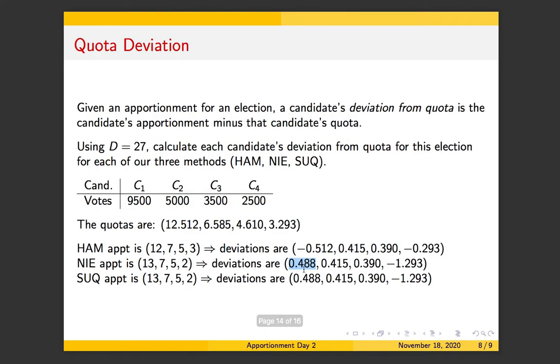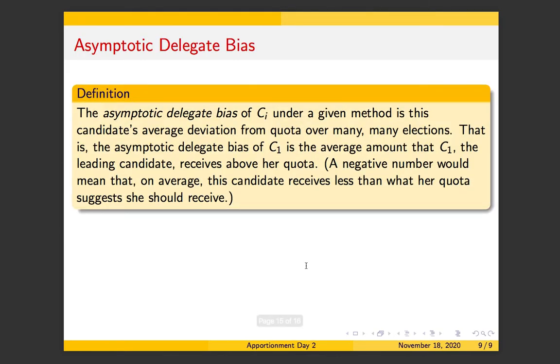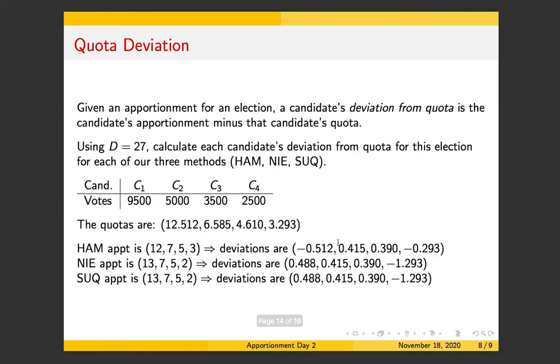So again, you have a spreadsheet filled with numbers like this, and you just take their average. Excel has an average command. Just ask it for the average quota deviation over many, many elections. So the asymptotic delegate bias of C1 is the average amount that C1, the leading candidate, receives above her quota. And if you had a negative number, that would mean that on average you receive less than what you should. So again, in this example here, candidate 1 received half a delegate less than what she should have on some level. She was cheated out of half a delegate.